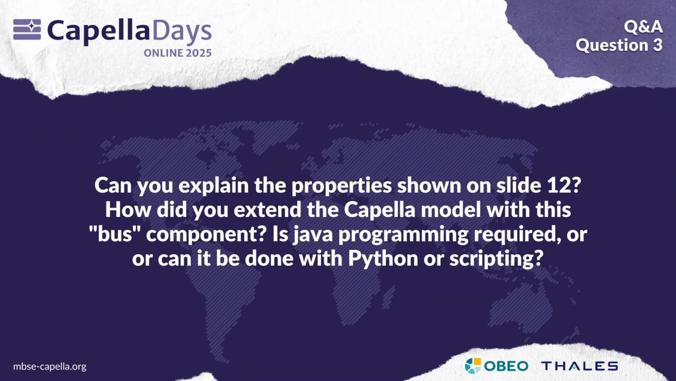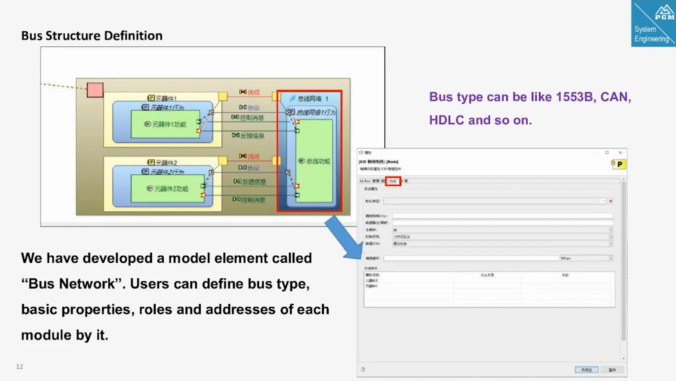Can you explain the properties shown on slide 12 and how did you extend the Capella model with this bus component? Is Java programming required or rather Python scripting? It's not clear on the slide. So this is the cycle time. This is the bandwidth, the master module, and the direction of the clock, the direction of the data, something like that.